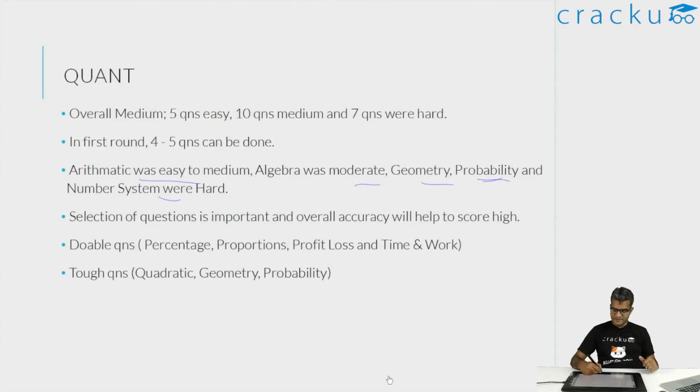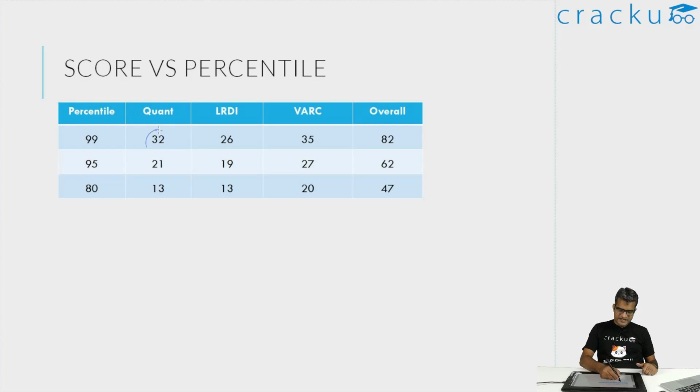Let us look at the expected percentiles. In Quant, expected score for 99 percentile is 32. In LRDI, it is 26. In verbal, it is approximately 35. For 95 percentile, Quant is 21, LRDI is 19, verbal is 27. And you can get it for even 80 percentile for each one of the 3 sections. Overall, I think 99 percentile is 82 marks, 62 marks overall for 95 and 47 for 80 percentile.